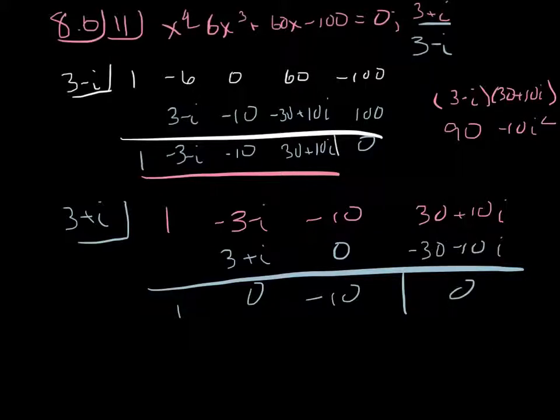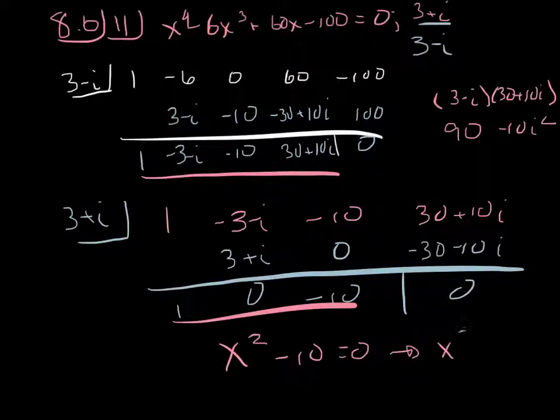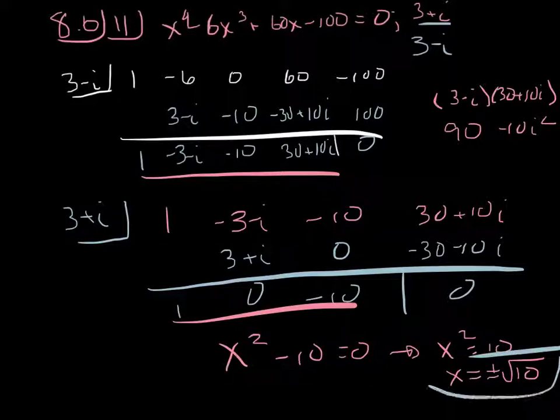So that's 0. So this right here tells me x squared minus 10 is equal to 0. So x squared is equal to 10. So x is equal to positive or negative square root of 10. So I've got a solution here, got a solution here, those two. So 4 total solutions. Now do one more of these.